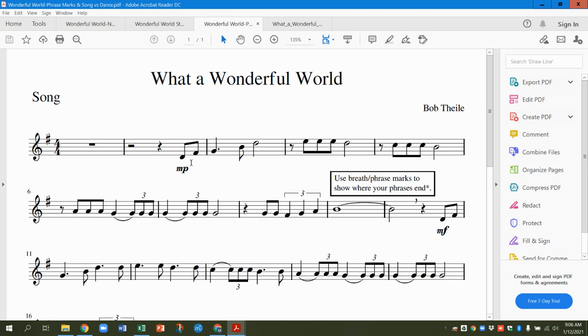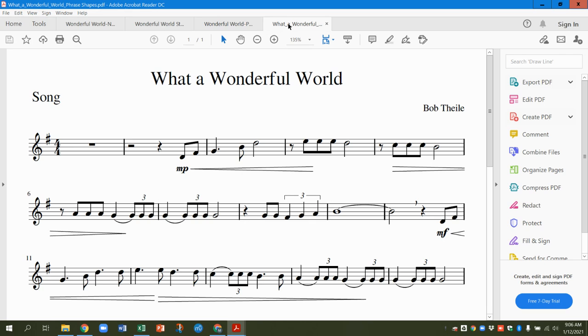A lot of times phrases go up and then come back down. So you can see my phrase starts on this low D here and goes up to an E. And then it comes back down and pretty much hangs out on this G right here. So dynamics in phrases, or phrase shaping as we call it, will follow the shape of the music many times. So I have my dynamics getting louder as we go up and then getting softer as we come down.